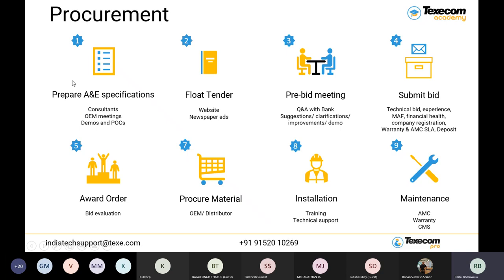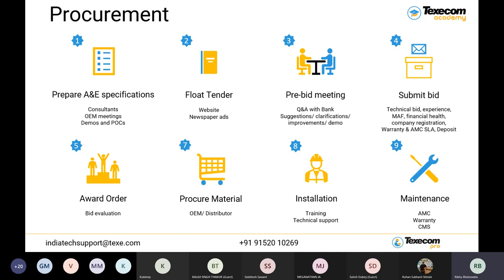Number one is starting with the A&E specs. The tender will be floated by the bank. Pre-bid meetings will be done, right? So the pre-bid meeting is basically a question answer session. Once the pre-bid meeting is finished, and if there is any change in the tender, accordingly, the installer will submit the complete documentation. Then the bank will announce the name of the company who has won the tender. Then that particular company will procure the material from the distributor or from the OEM. And then that installation company will start doing the installation at the banks. And then the handover procedure and the maintenance part will be covered by the company.